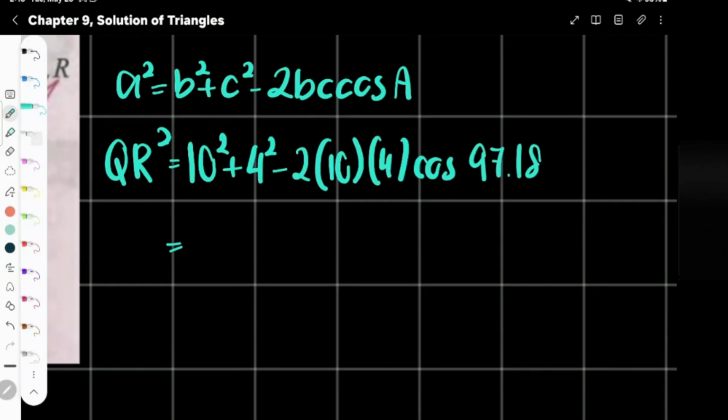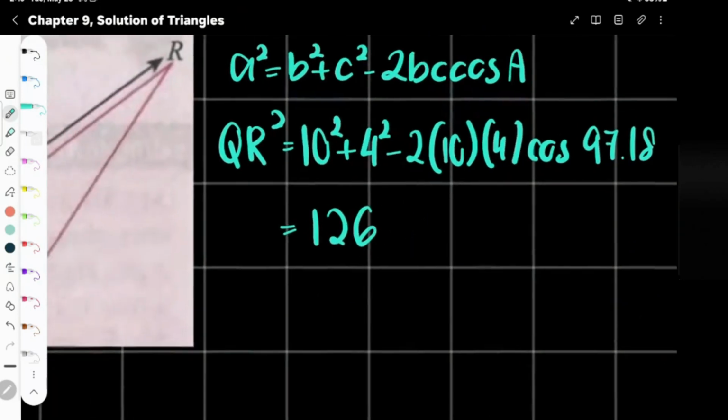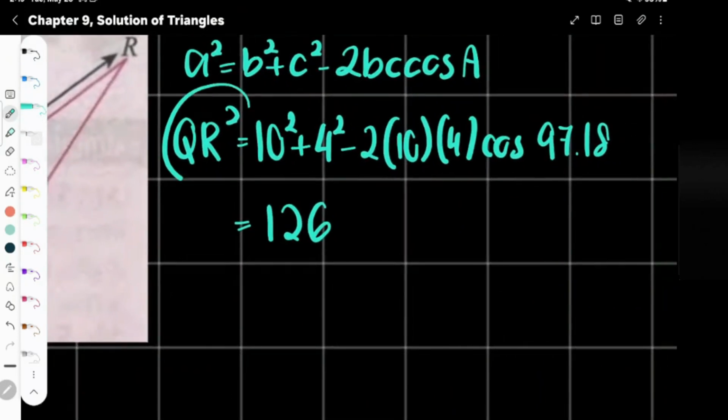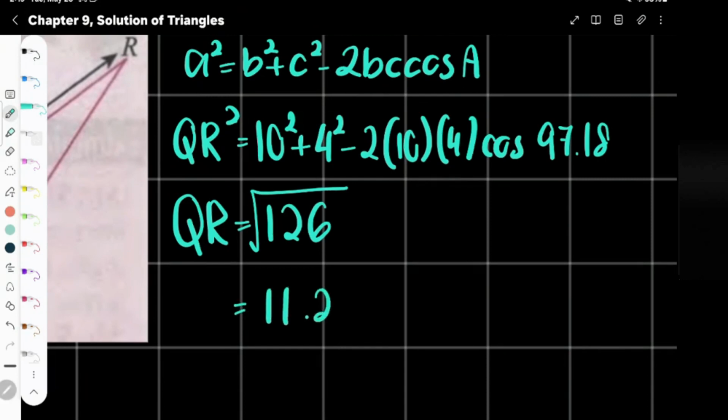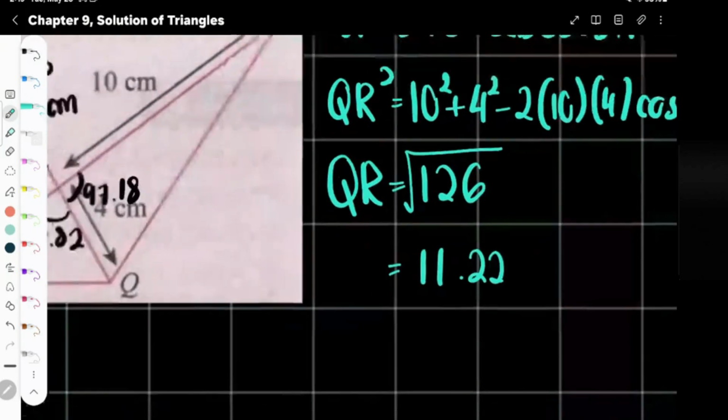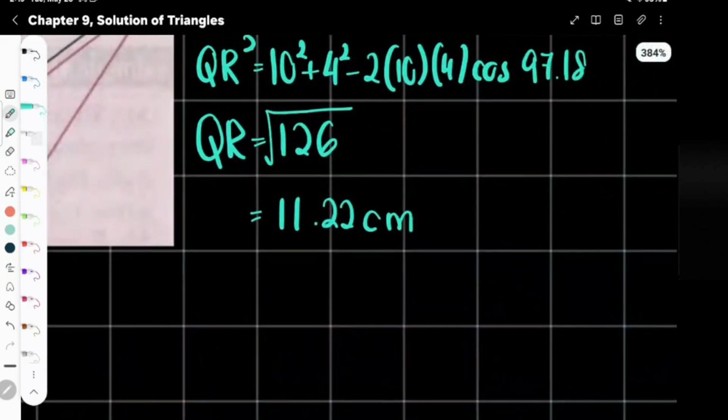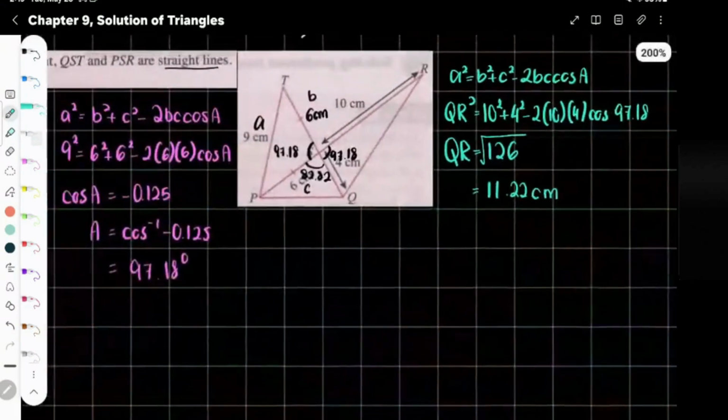So it will be 125.99. But we have to round it, right? So let's round it to 126. Okay, but is it the answer? Of course not. We have the QR square, right? We only want QR. So to find only the QR, we have to square root it. So 126 square root, we get QR is 11.22. That's the answer. But is that the answer? No, we have to write centimeter. Ta-da! That's all. Very simple, actually.